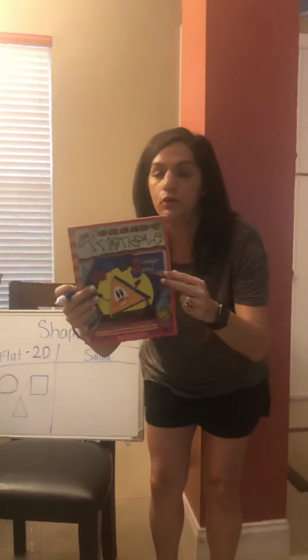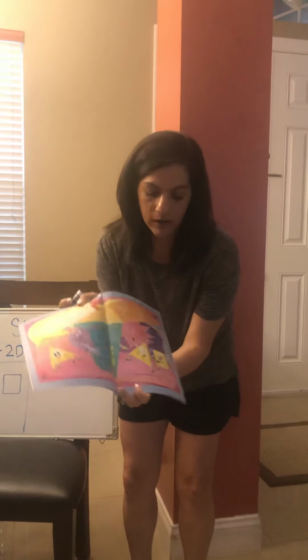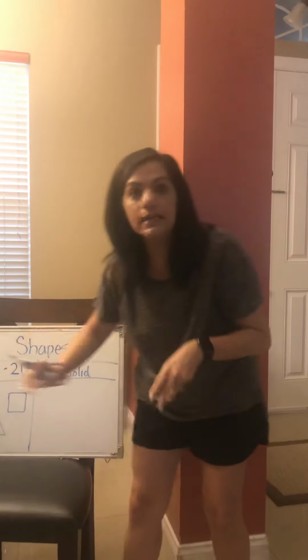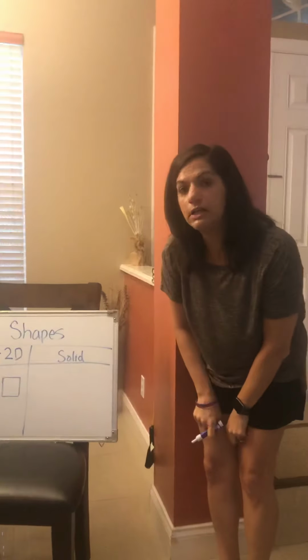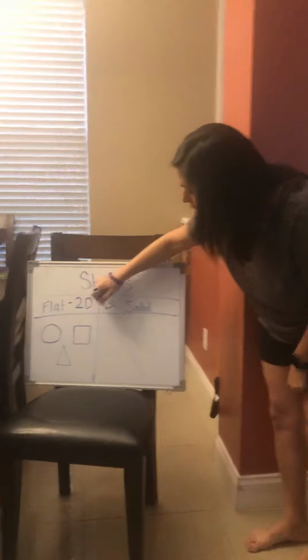Flat shapes, just like in our book that we read this morning, any shape that you can draw that doesn't stick out at you, it's just one-sided, is called a 2D shape or a flat shape. Any shape that is a solid is called a 3D shape.